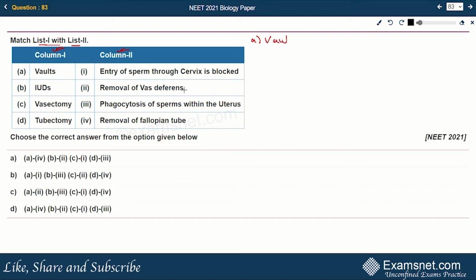Number 1 is vaults. What are vaults? These are the barrier methods of contraception which are used in females. Okay, so these are barrier. These act as barrier in females, and what do they do? They block the entry of sperm into the cervix. Okay, so they block the sperm entry.